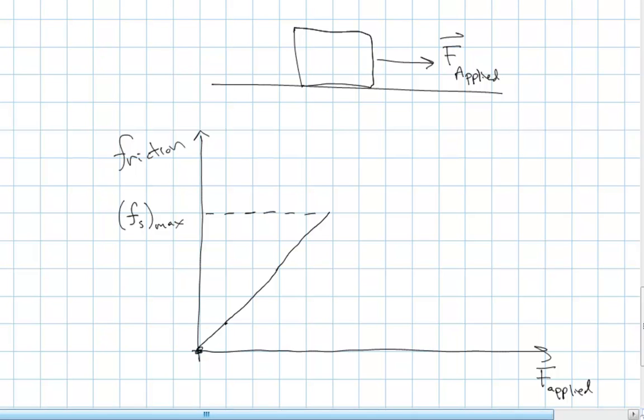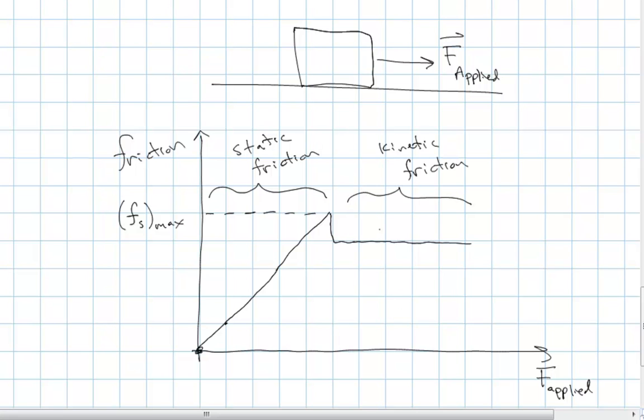And then we pull a little harder, but the friction force can't increase, so the block breaks free and slides to the right. And now we are in kinetic friction. The kinetic friction force is typically less than the maximum static friction force. So this section is static friction. And this section is kinetic friction. And I'll go ahead and label this as F, kinetic.